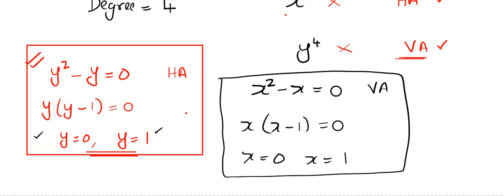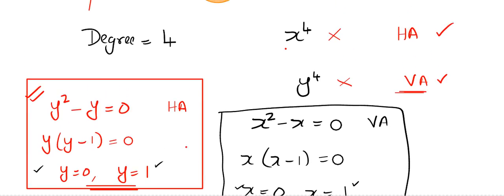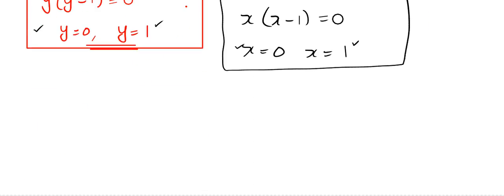1, 2, 3, 4. Wait a minute. The total degree is 4, right? The total degree is 4. So the number of asymptotes can never exceed 4. That means there will be no oblique asymptotes in this example.